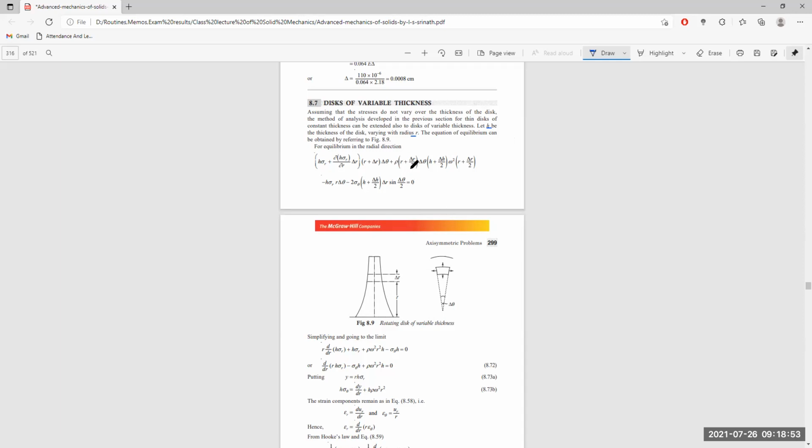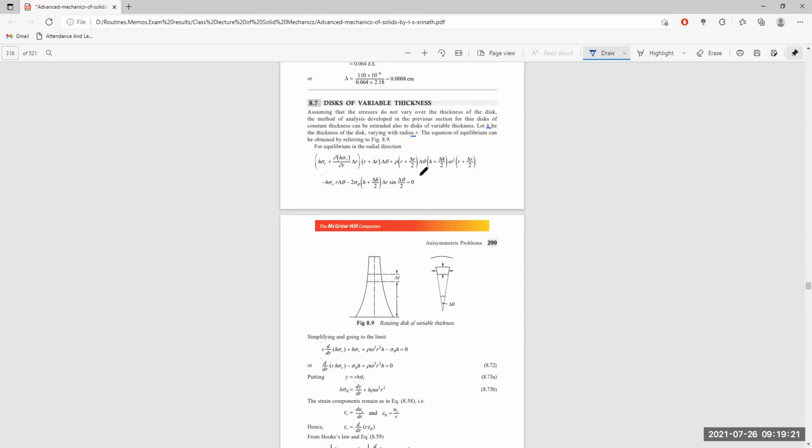Now, rho multiplied by the radial length, multiplied by the thickness, multiplied by the subtended angle, that is delta theta. The radial length is r plus delta r, thereby delta theta is the radial length. h plus delta h is the thickness, the change in thickness. So radius into thickness multiplied by omega square, which is not changing, and omega into r.